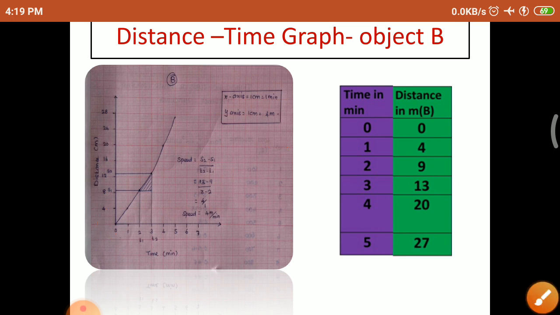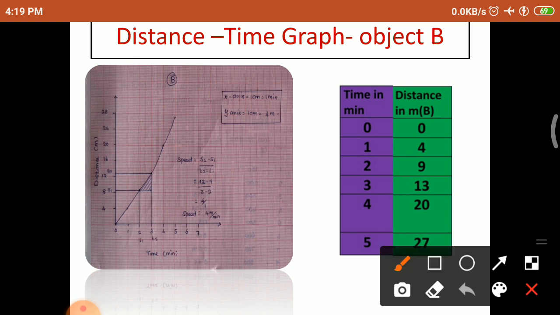Then you have to mark the points. At 0 minute, 0 distance. So first point. Now 1 minute, 4 meter. So 1, 4. 2 minute, 9 meter. So this is 9. 3 minute, 13 meter. This is 13. 4 minute, 20. 5 minute, 27.